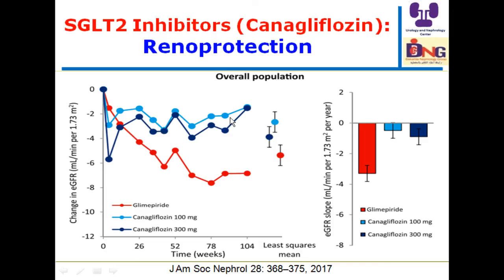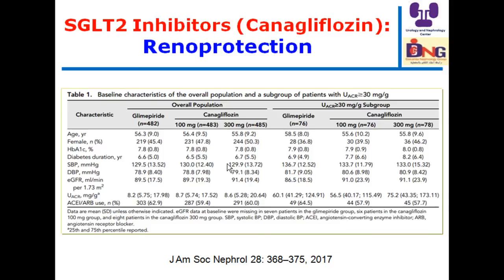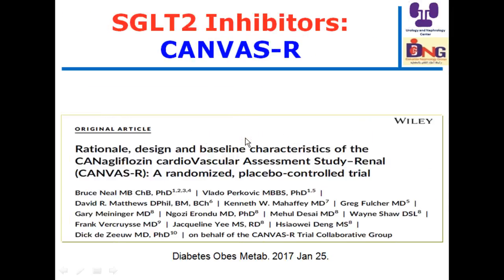If we analyze all the patients, and even if we look at the patients in the albuminuric group, this is the number of patients, 480 here in the glimepiride, 480 for 100 milligram canagliflozin, 480 for 300 milligrams. So it is a nice study.